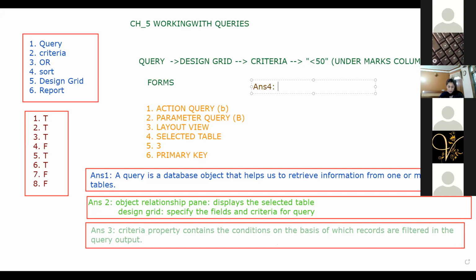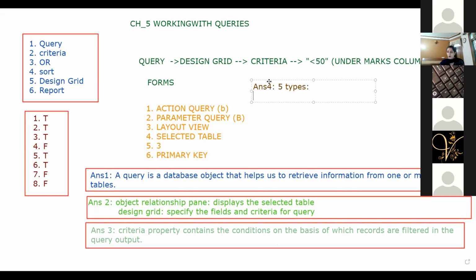How many types are there? Five. Five types of queries are there. Which five types? Select query, parameter query, cross tab, action query, and SQL, that is structured query language. All right. The answer is clear?